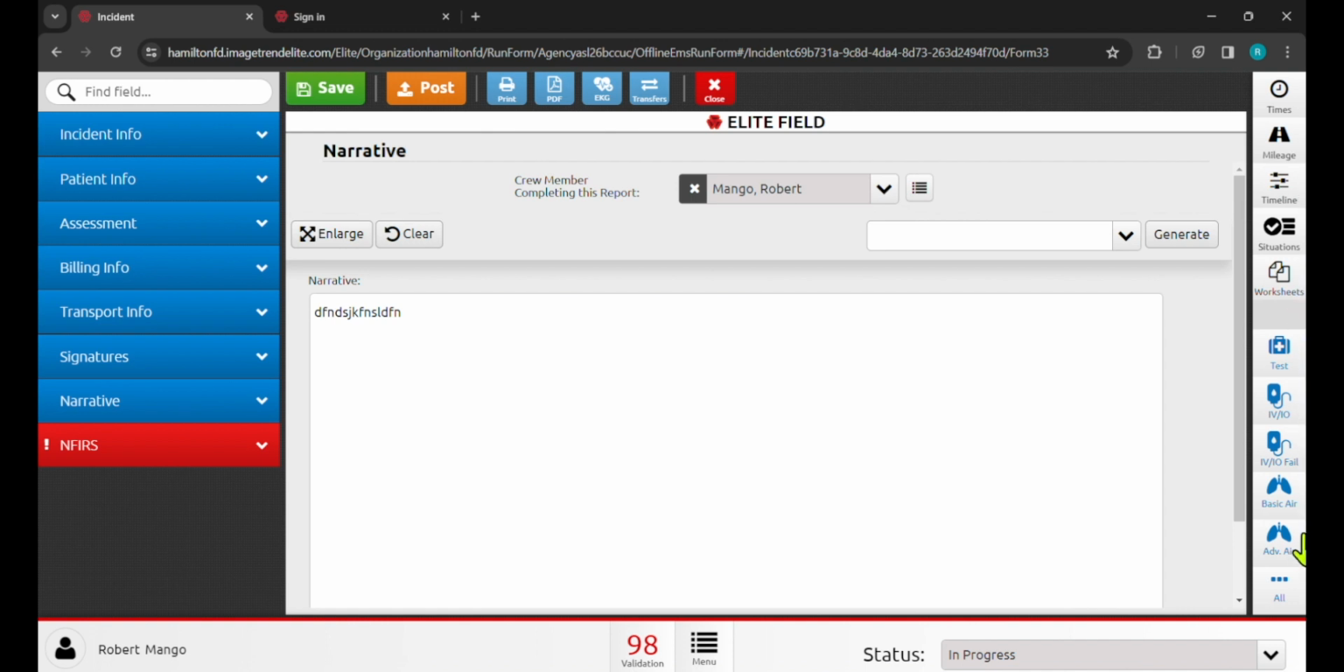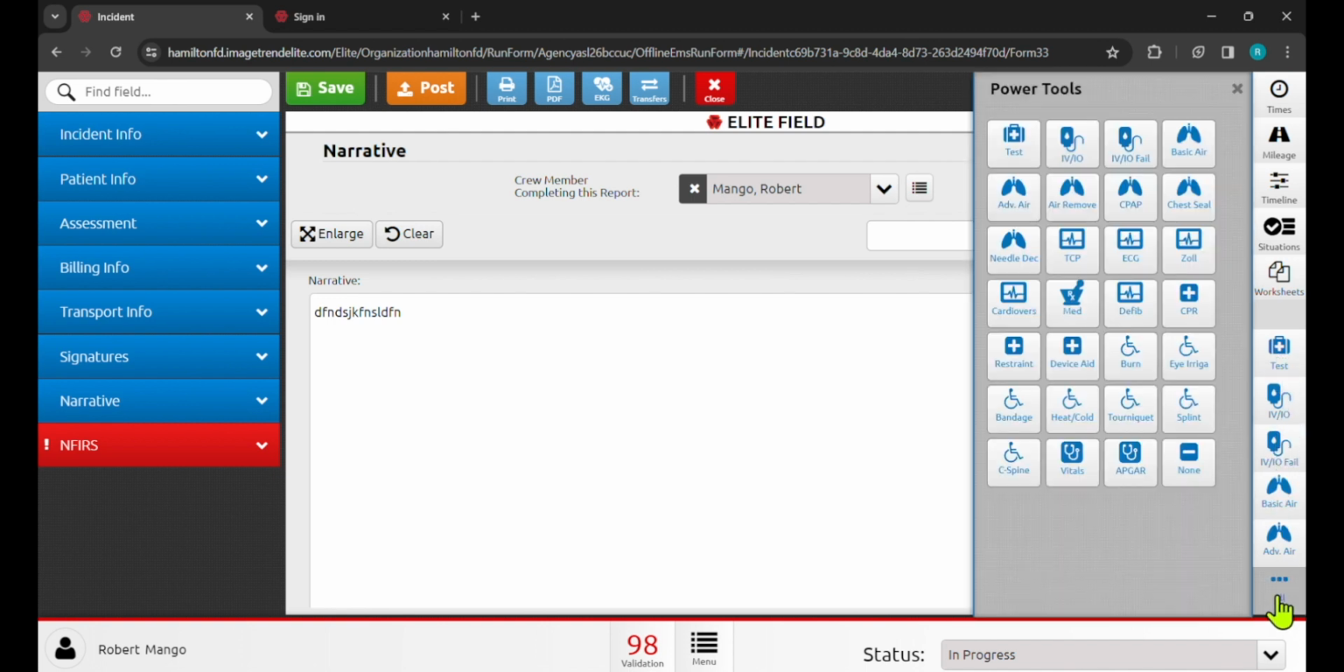Let's talk about this whole right side column now. And we're going to start with these buttons right here. You see 1, 2, 3, 4, 5 of them. And then there's one that says all. That's going to open it all up. So this is where we will go to add meds. This is where we'll go to add procedures. This is where we can go to add everything that we do EMS wise.